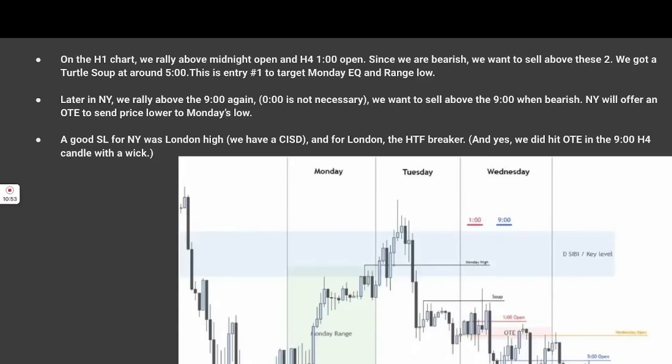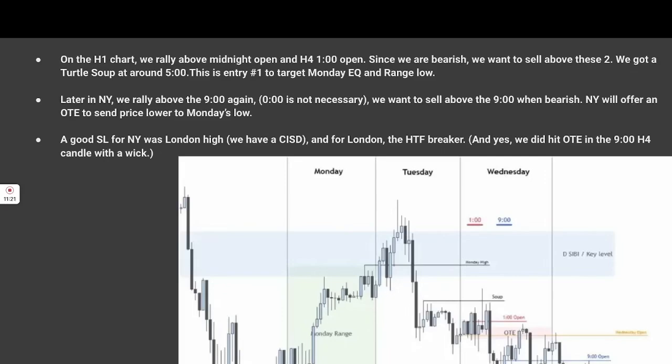Later in New York, we rally above 9 a.m. 12 o'clock isn't necessary, however, it can be used. We want to sell above the 9 a.m. when bearish. New York will often offer an OTE or a breaker to send price lower, targeting Monday's range low. A good stop loss for New York was London session high.